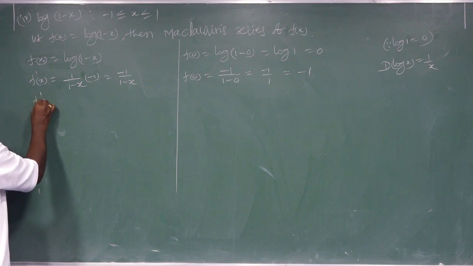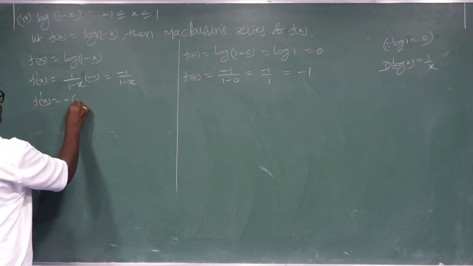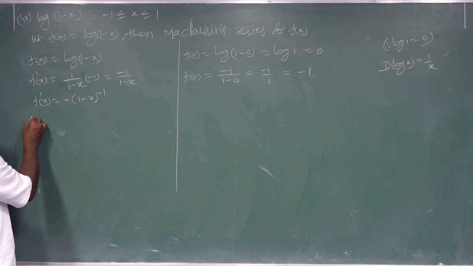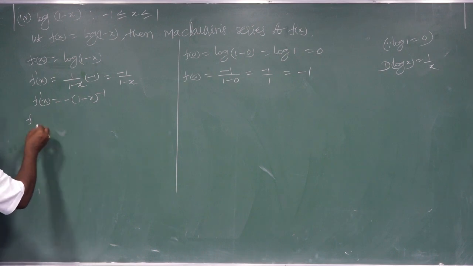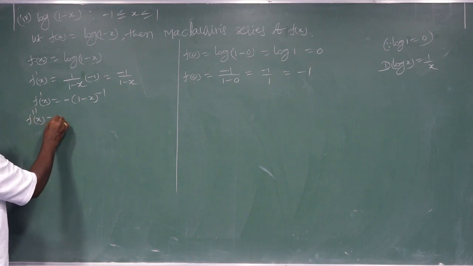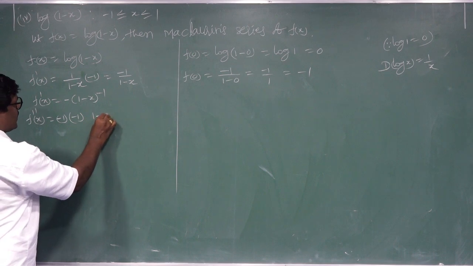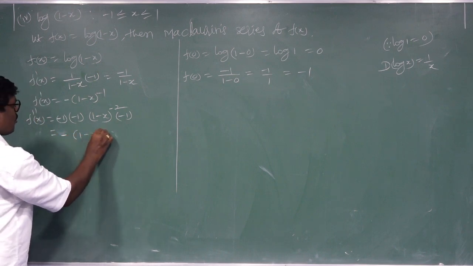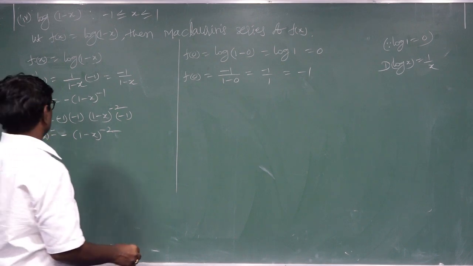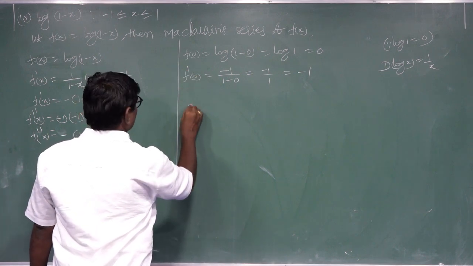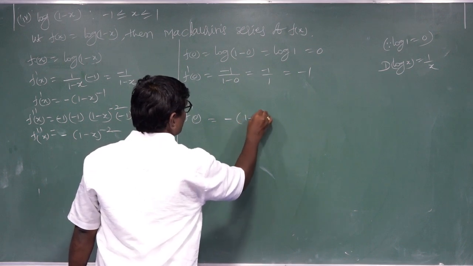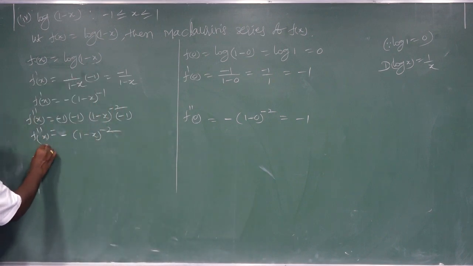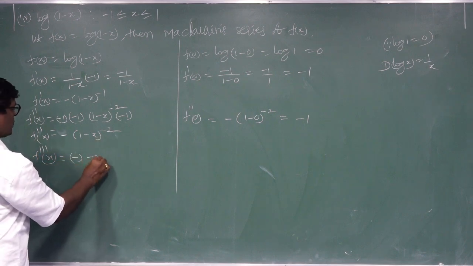Next, f'(x) = -(1 - x)^(-1). Now the second derivative: f''(x) = -(-1)(1 - x)^(-2) times the inner derivative -1, which gives f''(x) = -(1 - x)^(-2). So f''(0) = -(1 - 0)^(-2) = -1.